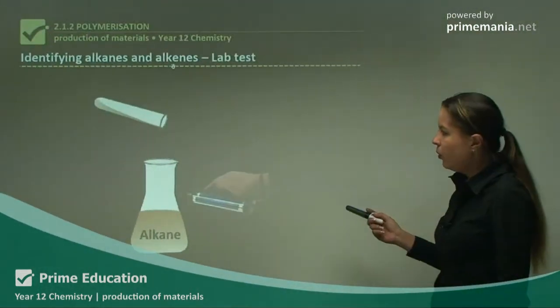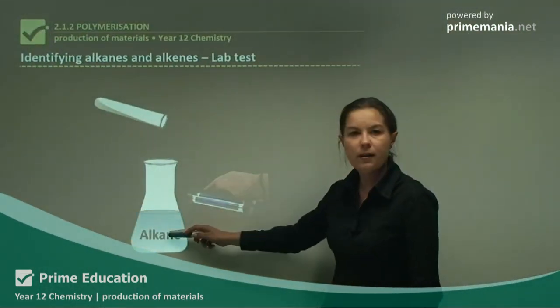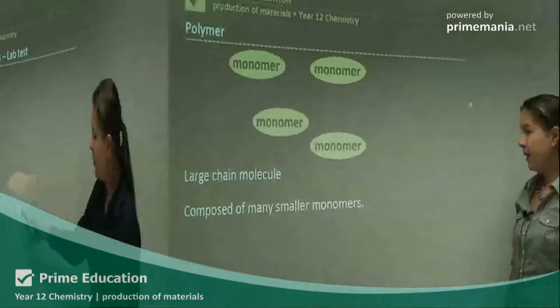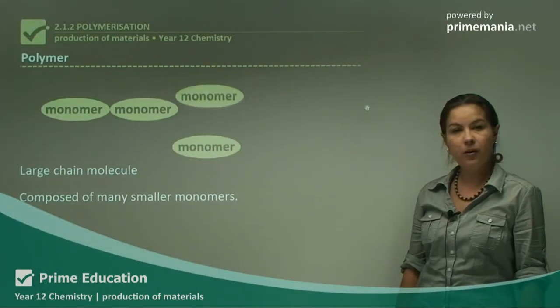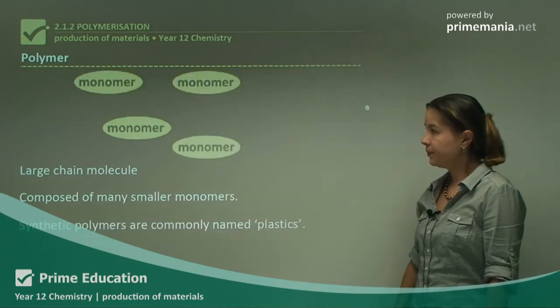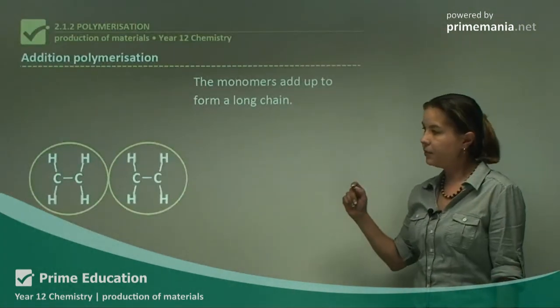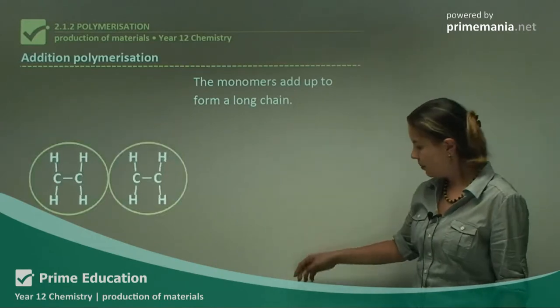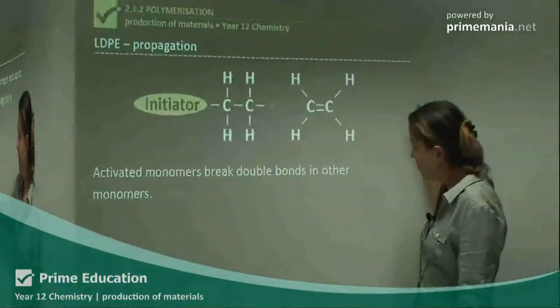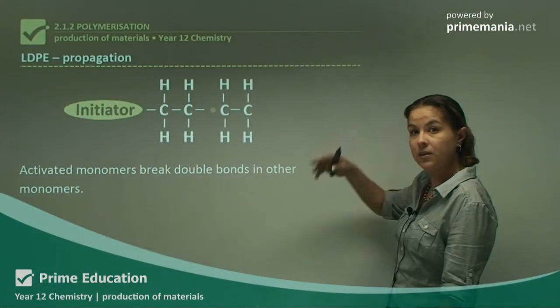Now, as I said before, when you add bromine water to an alkane, there's no reaction. But as soon as you get UV light, now it's composed of many smaller molecules which are called monomers, as you can see here. The monomers add up to form a long chain. Now the monomers, in this example, are ethene, and this goes on and on as the chain grows.